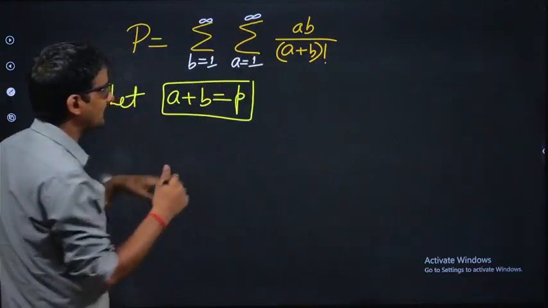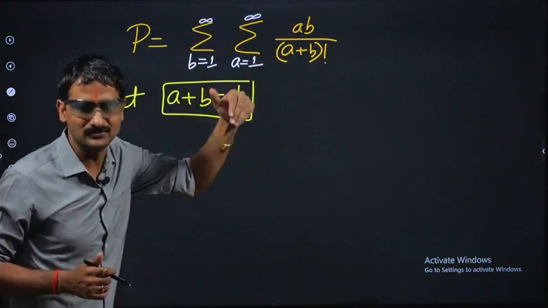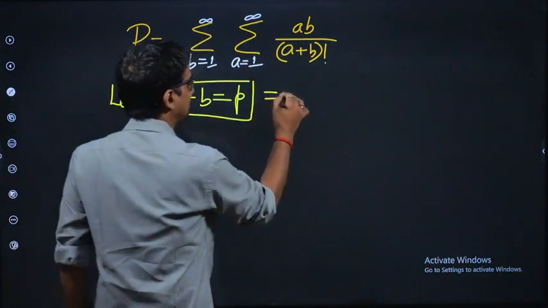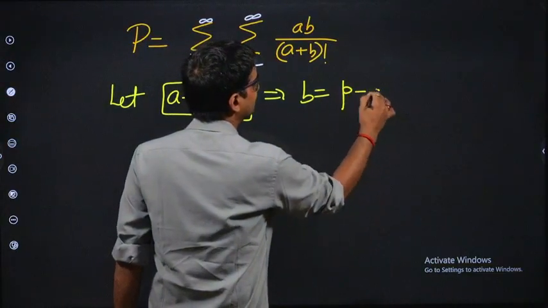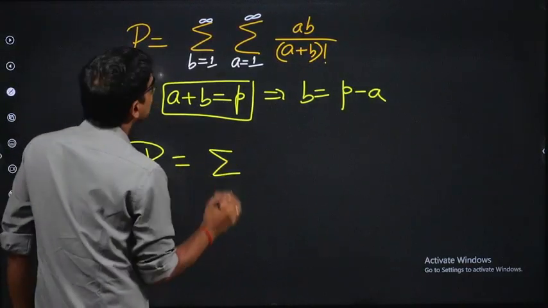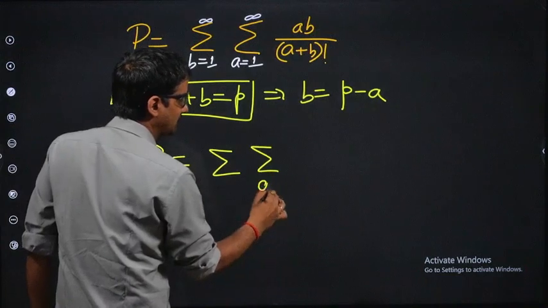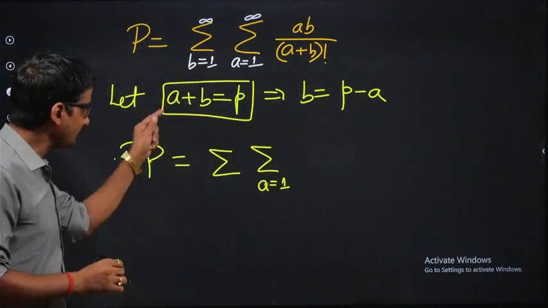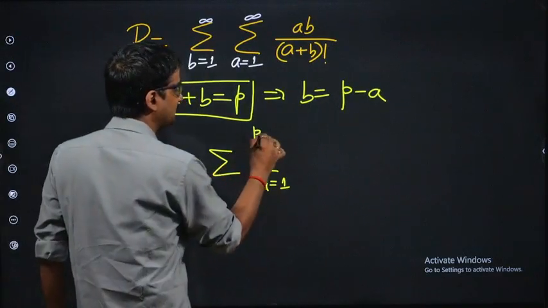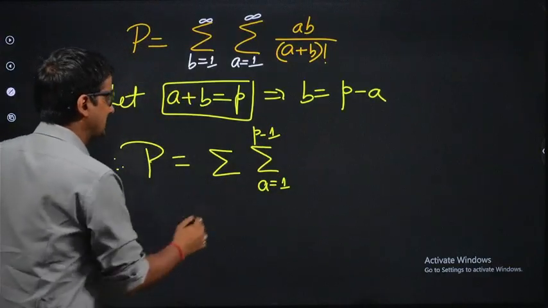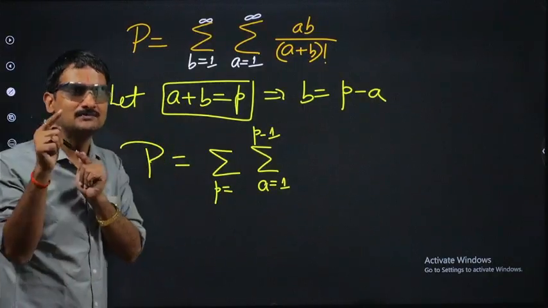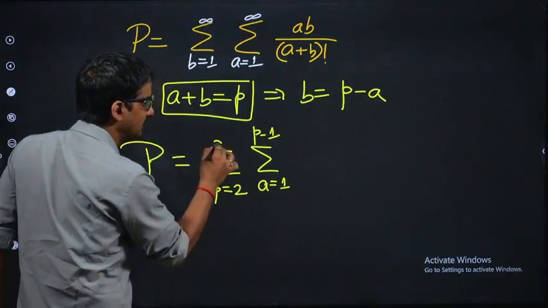Replace a plus b by p. Now we have to get rid of one of the variables because we have introduced one new variable, p. So let's replace b in terms of a. Then a goes from 1 to, see, the minimum value of b is 1, so the maximum value a can take is p minus 1, and p goes from, because both a and b start with 1, the minimum value of p is 2, to infinity.